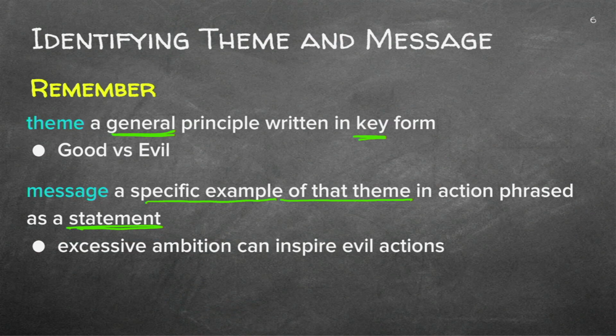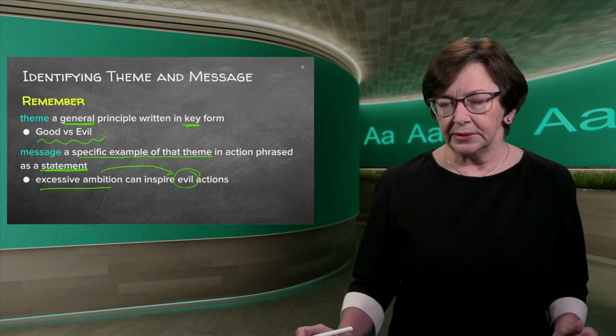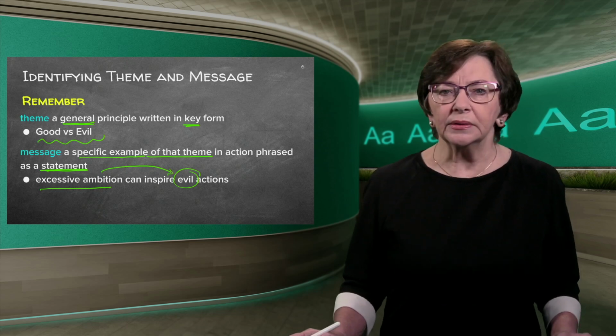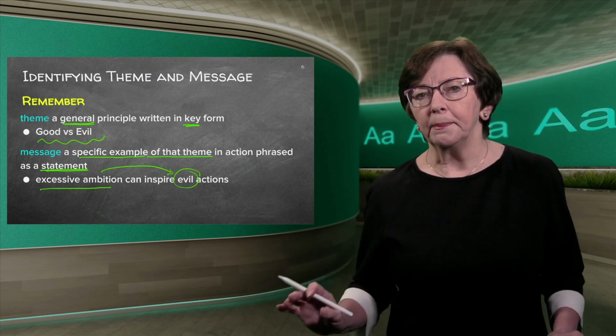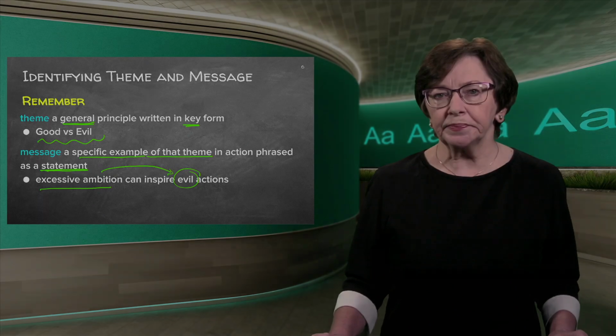For instance, if you look at good versus evil, we are talking about evil. So what is this specific part telling us about evil or good versus evil? This part is telling us about the effect of excessive ambition, how it can inspire evil actions, even in good people, for instance. There you have it. Theme, message.